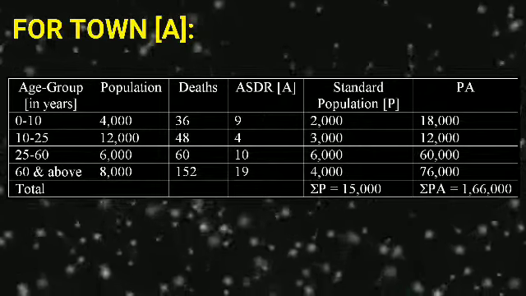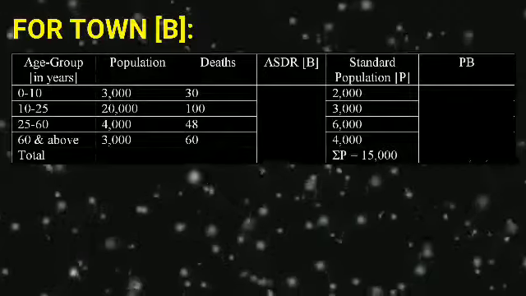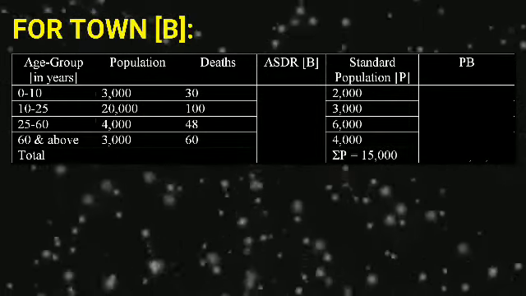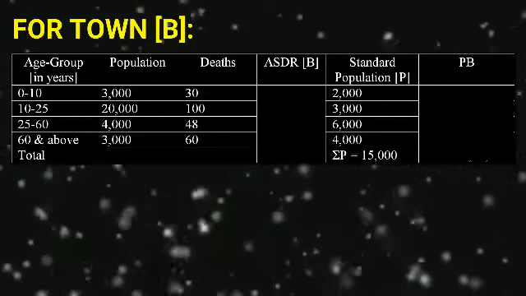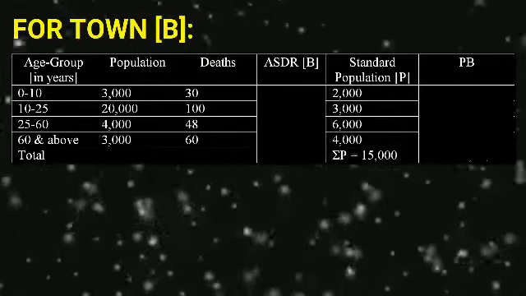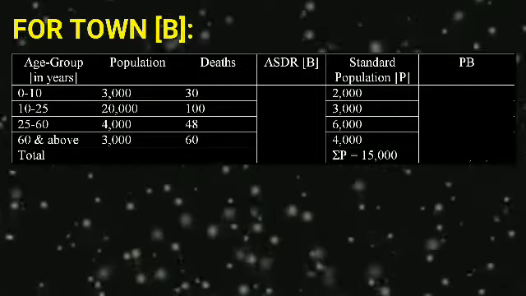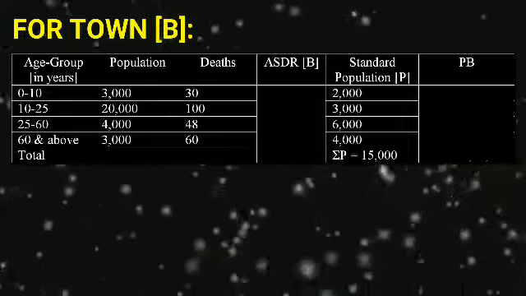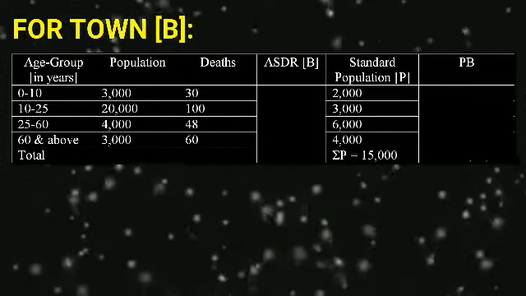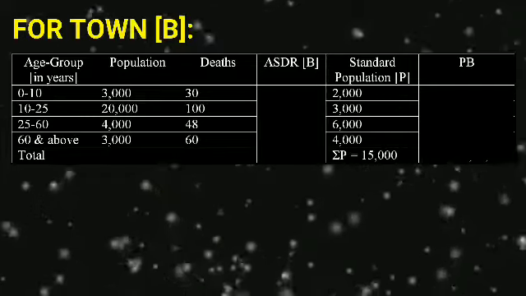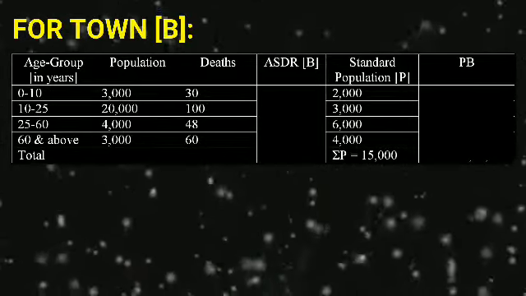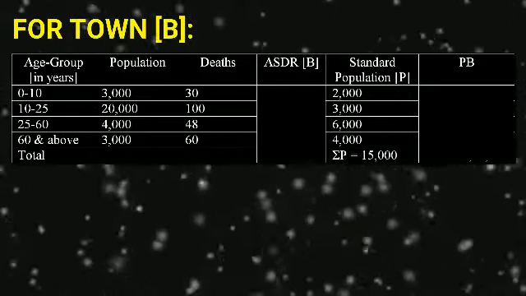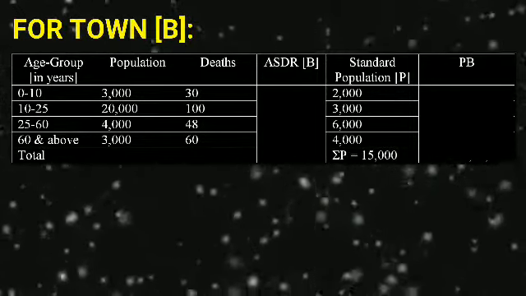Similarly, take side heading as town B and draw one more table. Consider the data which is of town B, and similarly find the values. Here for town B, consider age groups in the first column. Consider the population for town B, which is 3,000, 20,000, 4,000 and 3,000. Consider death rates of town B, that is 30, 100, 48 and 60.